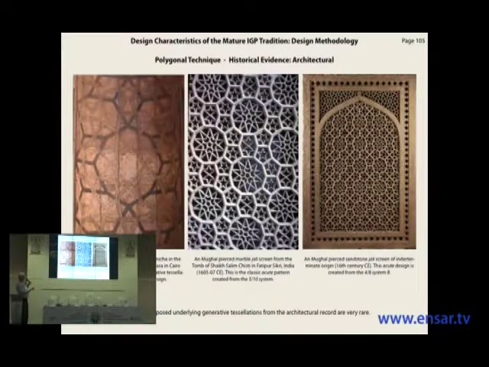And now quickly the historical evidence for the polygonal technique. These are 3 examples, one from Cairo from the 14th century, from the Sultan Hassan, and the middle one is a Mughal screen from Fatehpur Sikri, and the third one is also a Mughal screen that's in a collection. It's not known where it originates from. It's part of that same tradition.